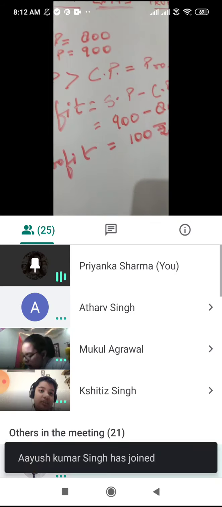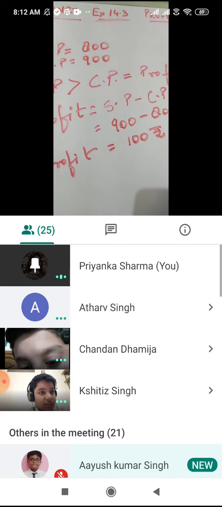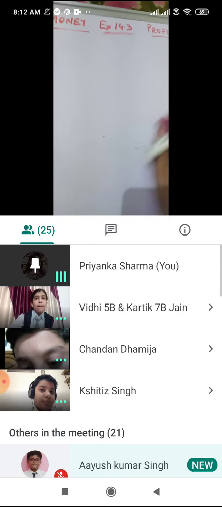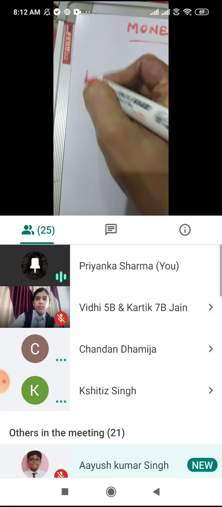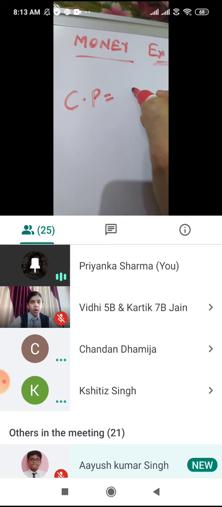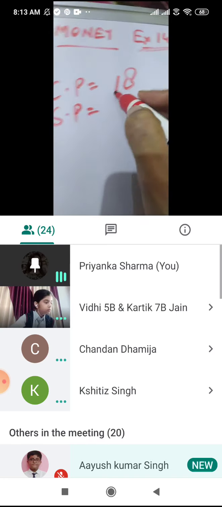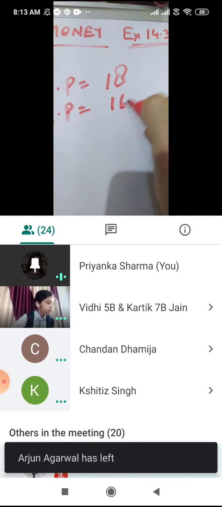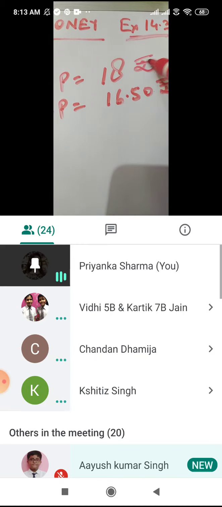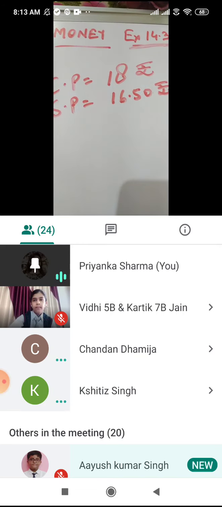Clear to everybody? Any doubt? Okay. Another question. Question number B. Here, cost price is given to us, rupees 18. Selling price is given to us, rupees 16.50. When we were doing decimals, what did I explain?